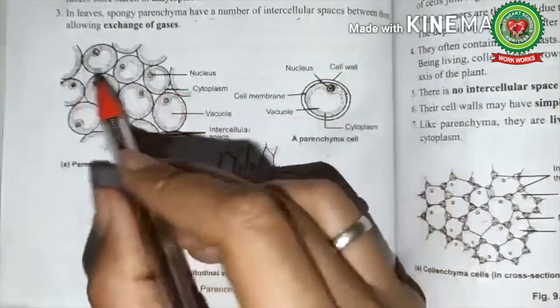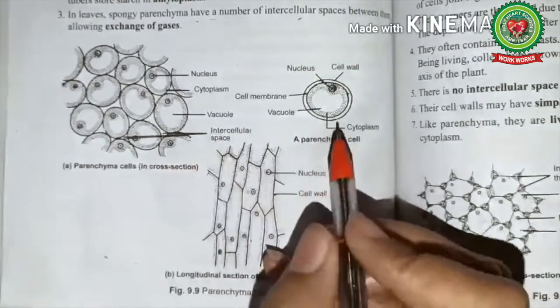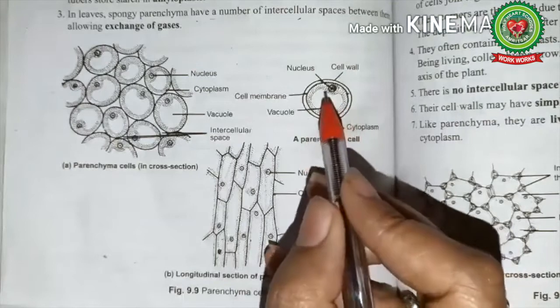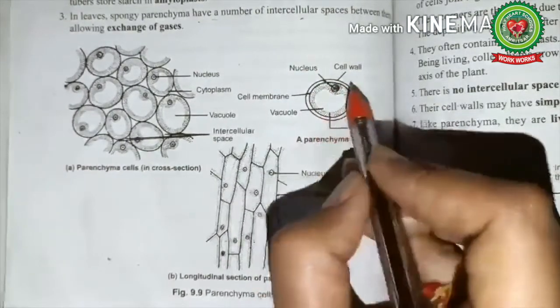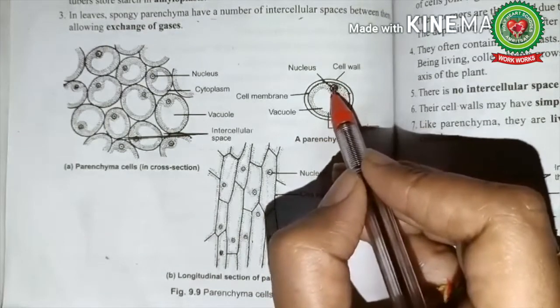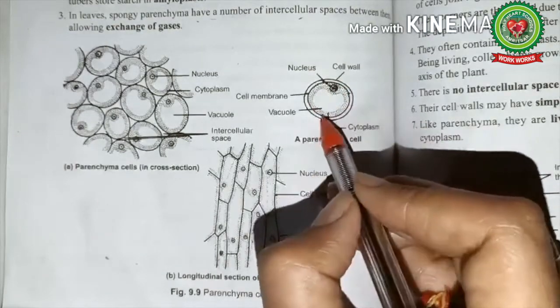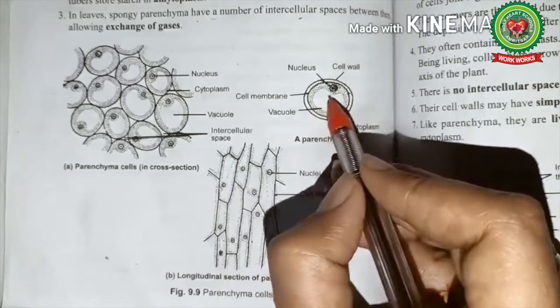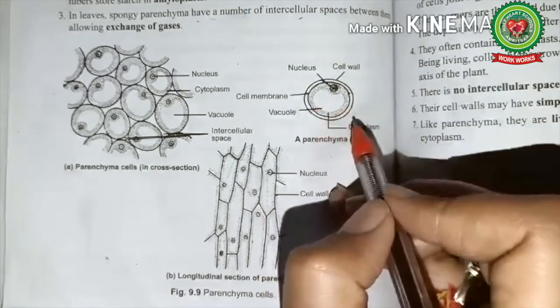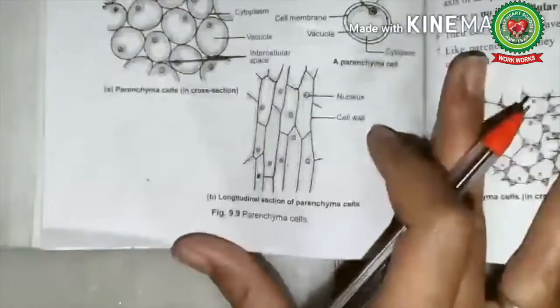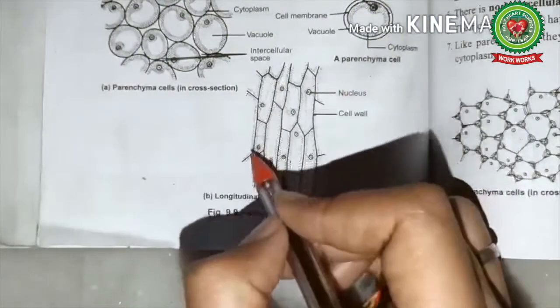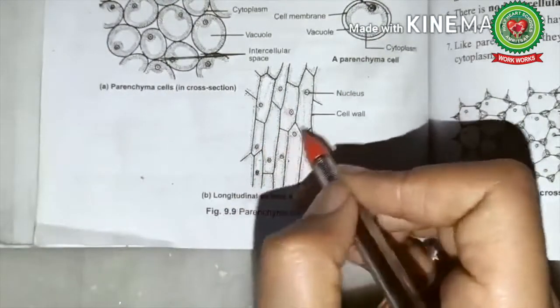This diagram I have already explained. Now you can see this is a single parenchyma cell. Here this is the primary cell wall. Here in the center a prominent nucleus is present. This is dense cytoplasm. In the center a large vacuole is present. This is the structure of a parenchyma cell. This is the longitudinal section. All the cells, you can see here, are elongated.